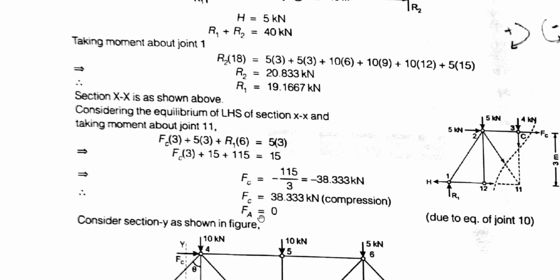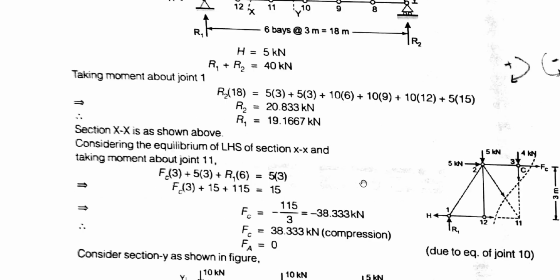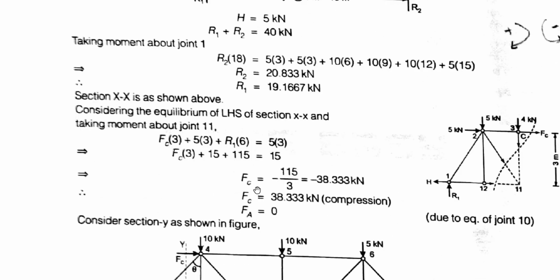So FA is equal to 0 due to the equation of joint 10. We already discussed this is our joint 10 and we do not have any external support reaction or any external load at this joint. So member A will carry 0 force because this member and this member are collinear and this is a non-collinear member. A non-collinear member will carry 0 force by definition or by convention. So FA is equal to 0 and FC is equal to minus 38.33 kilonewton.